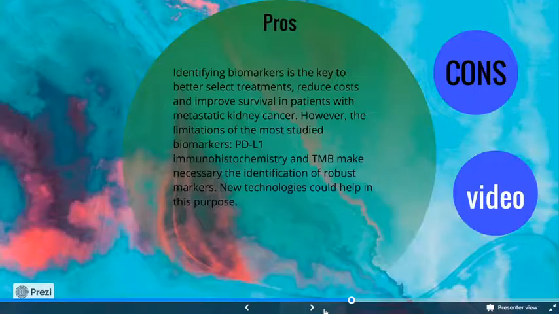Pros and cons. Pros: identifying biomarkers is the key to better select treatment, reduce costs, and improve survival in patients with metastatic kidney cancer. However, the limitation of the most studied biomarkers, PD-L1 immunohistochemistry and TMB, makes necessary the identification of robust markers. New technologies could help in this purpose.